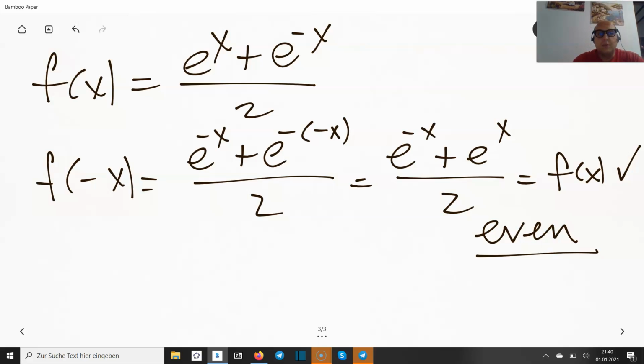We don't have to prove anything about oddness, because we proved once again, sorry for repeating myself, but I think this is important, the only function having both properties is the zero function. All right, let's move on.